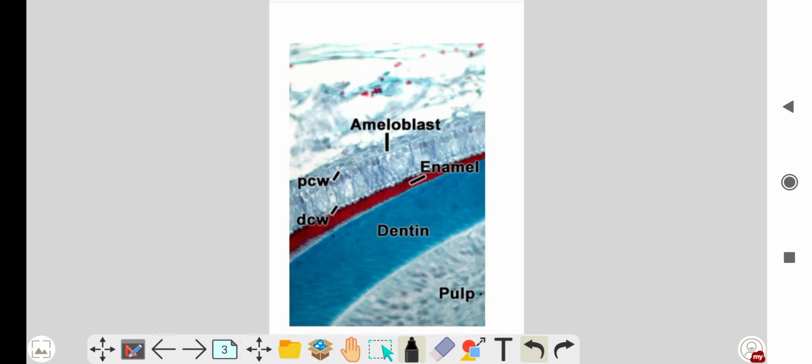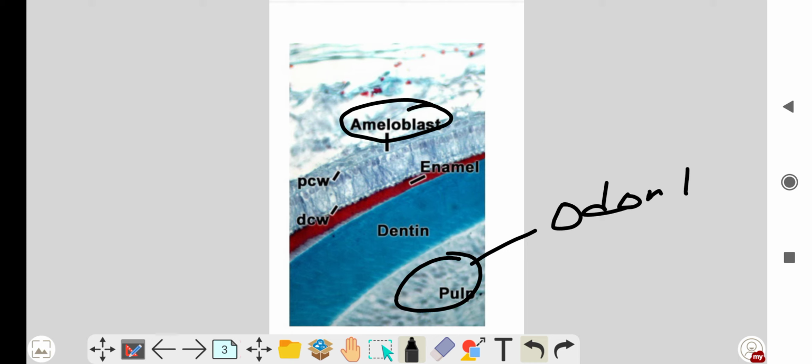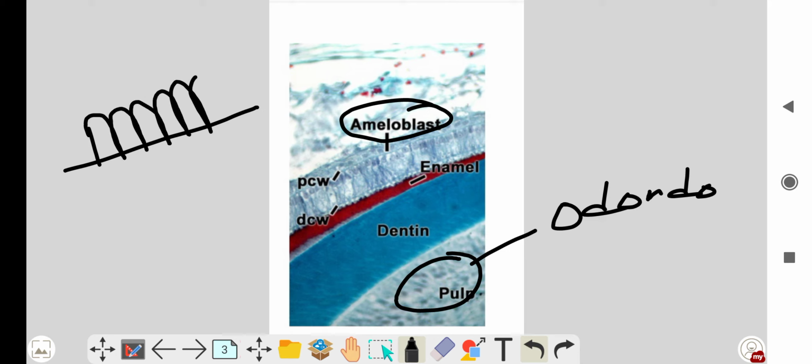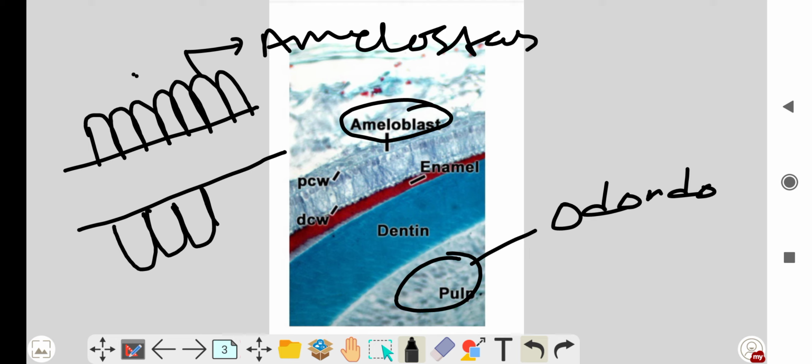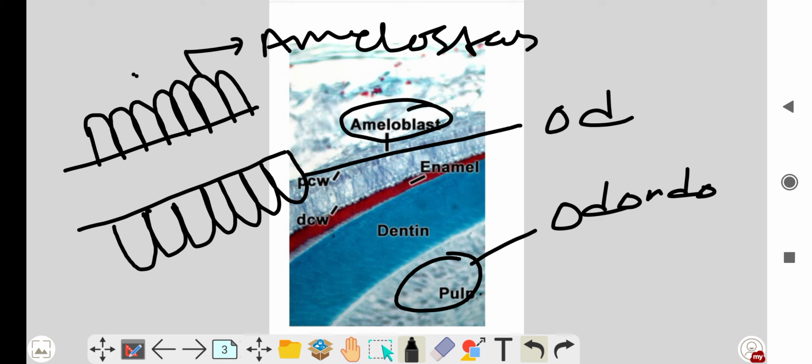Here you can also see the ameloblasts and the odontoblasts. Suppose this is the inner enamel epithelium. These are the cells of the inner enamel epithelium, and these cells are tall columnar in nature. These are the ameloblasts. Here you can also see cells that are tall columnar in the coronal section of the pulp. These cells are odontoblasts.